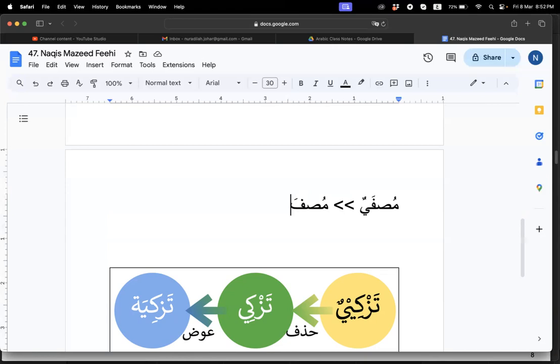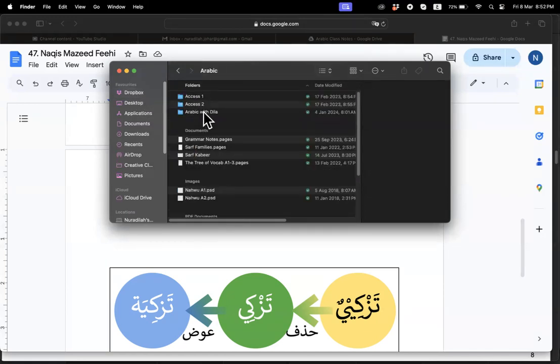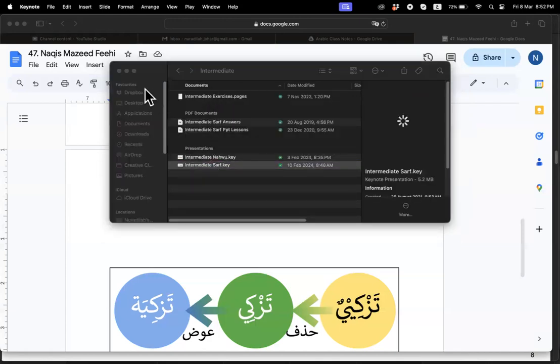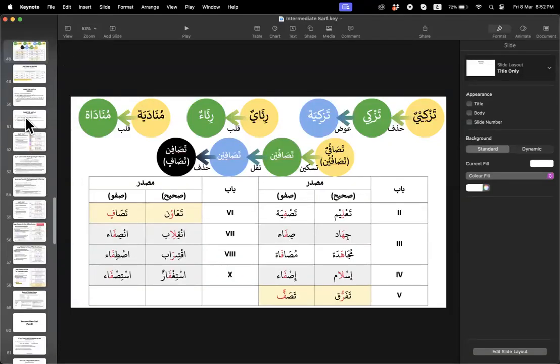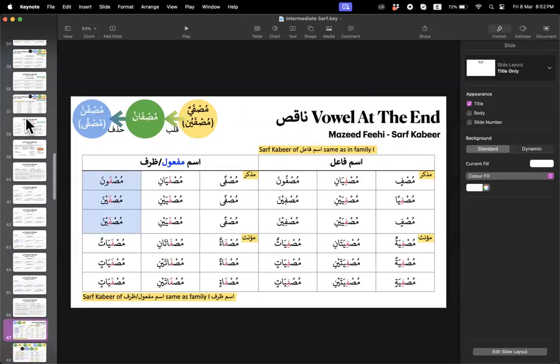You change the ya to alif, and then alif with a nun. Oh, no, actually it's missing something. Give me a second. Sorry, no, it's not this. Hold on. Ah, this one is correct. Okay, now it makes sense.